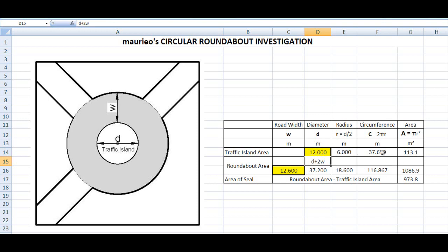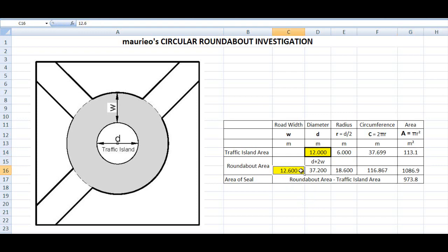The circumference, being the distance around the outside of the circle, can also be referred to as the perimeter, but with circles it's usually circumference. And then it calculates the area of the circle. Let's have a look at the little calculation here. It's E14, which is the radius, raised to the power of 2, so r squared, times pi, and this is pi here. We're just doing that in the Excel spreadsheet, and that gives us the area of the traffic island.